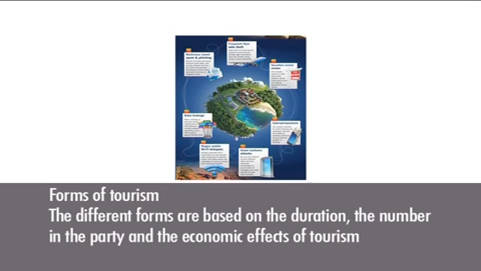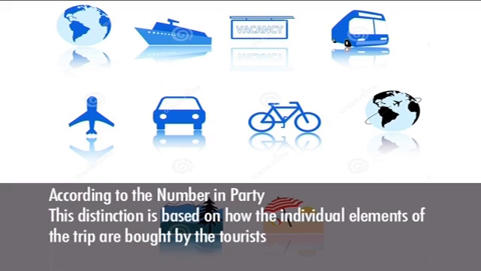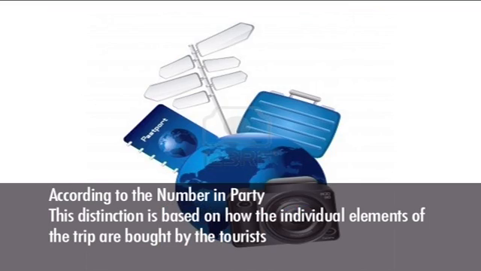Forms of tourism. There are various forms of tourism. The different forms are based on the duration, the number in the party, and the economic effects of tourism. These varied forms can be categorized as follows. According to the number in party, this distinction is based on how the individual elements of the trip are bought by the tourists.